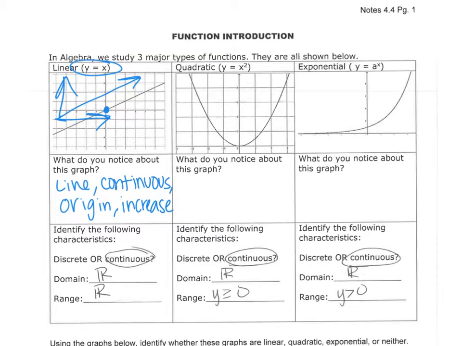We've asked you to identify the following characteristics. So we've already said that it's continuous. There's not an arrow shown, but these do extend in all directions. For this, the arrows mean that it's just going to keep going on and on and on forever. So my x's go everywhere from the left and everywhere to the right, and they go all the way down and all the way up forever. So that's why it's all reals in both.